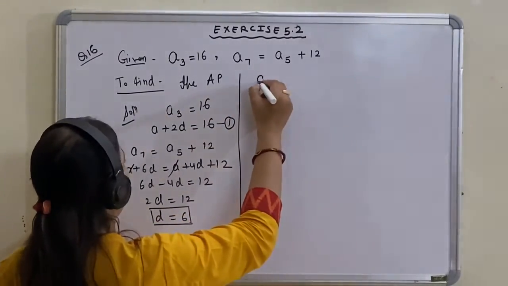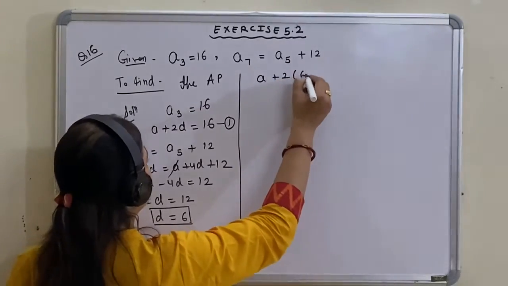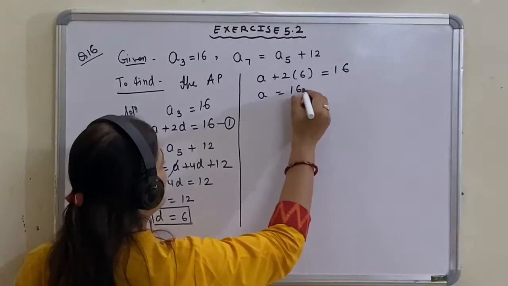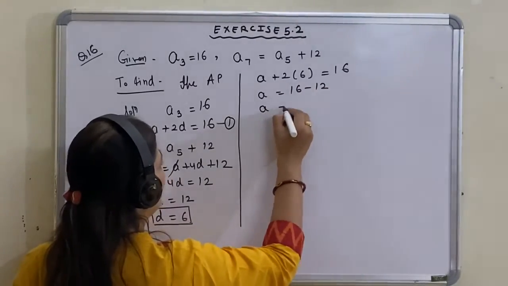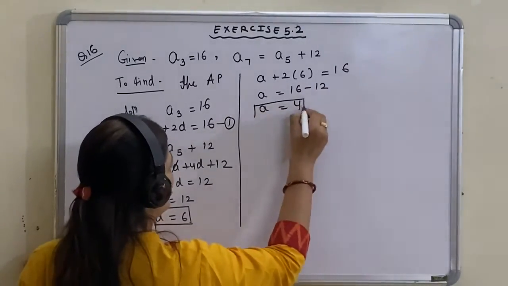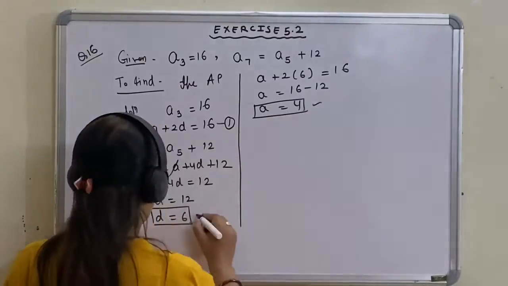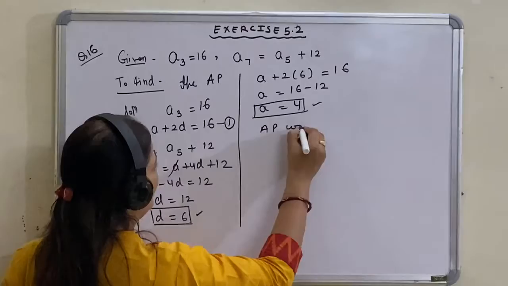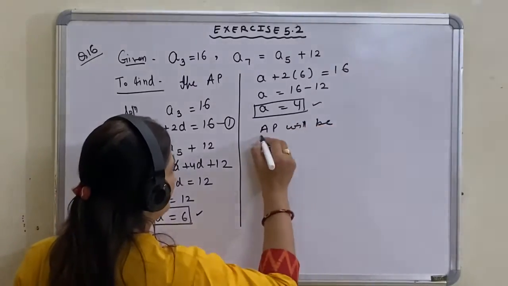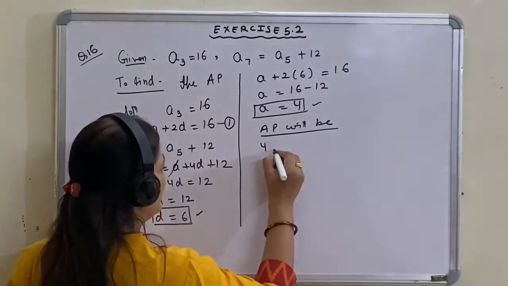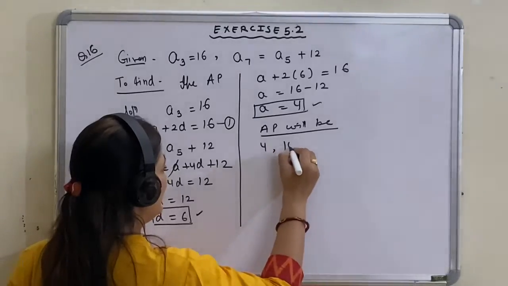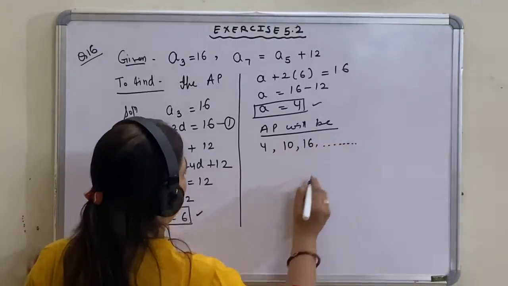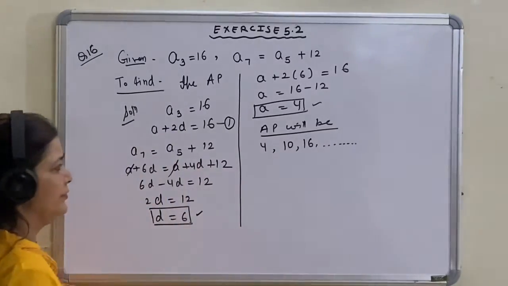So it will be A plus 2 into 6 is equal to 16. A is equal to 16 minus 12 and A is equal to 4. तो जब हमारे पास फर्स्ट टर्म आ गया और कॉमन डिफरेंस आ गया सो AP क्या हो जाएगी? फर्स्ट टर्म इज 4, सेकेंड टर्म इज 4 plus 6, 10, नेक्स्ट टर्म इज 10 plus 6, 16 and so on. It is the required AP.